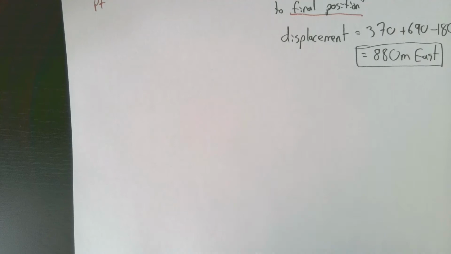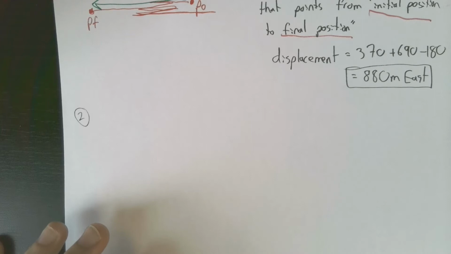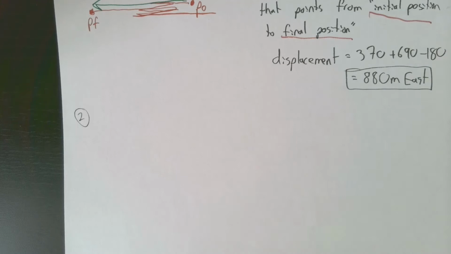Now the trick with this one, there's a little hint in it. Number two says, a runner travels 10 kilometers with a constant speed of 4.27 meters per second. How long does it take for the runner to complete the race? So constant speed is a hint. Constant speed means that you use the constant speed equation.